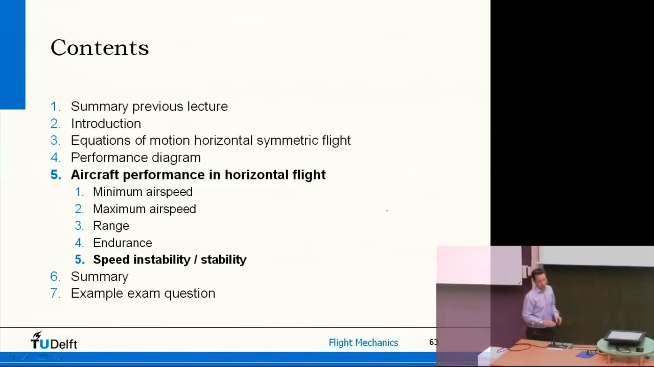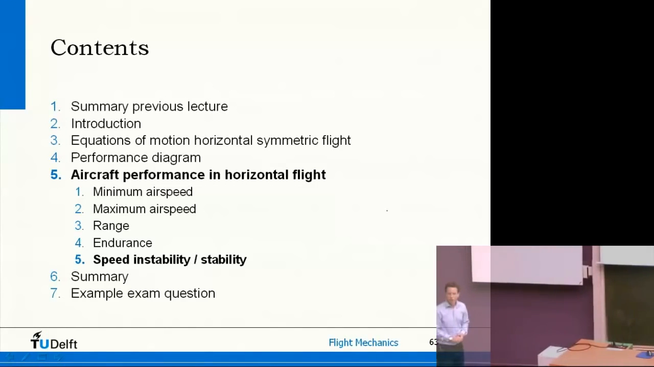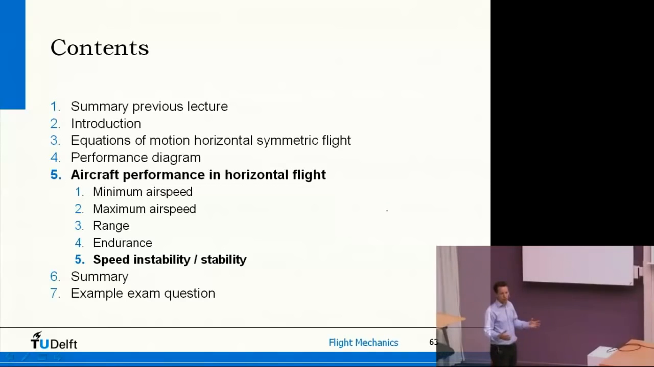Okay, then different topic, speed stability. This is something you don't really need to do calculations for, but it's simply a phenomenon that happens for every aircraft. Basically what it means is that in some portions of the flight regime, by which I mean a certain airspeed, the aircraft is actually unstable with respect to speed. So that means if the pilot doesn't do anything, it will suddenly start to accelerate or decelerate.